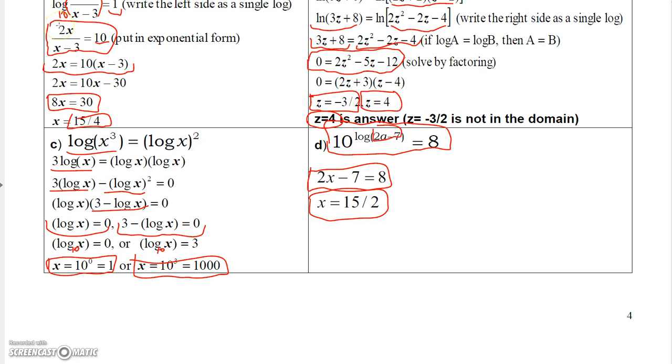And that's pretty much it on the algebra of exponential and log functions. And now, next we're going to get into the actual calculus of exponential and log functions.